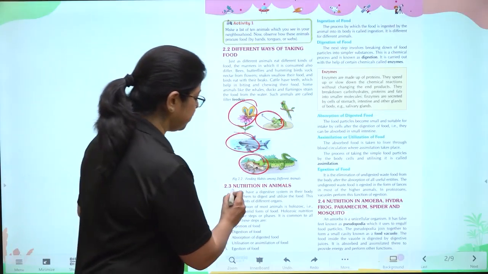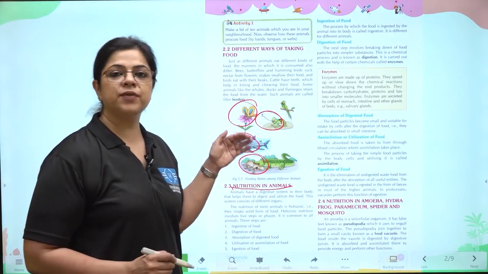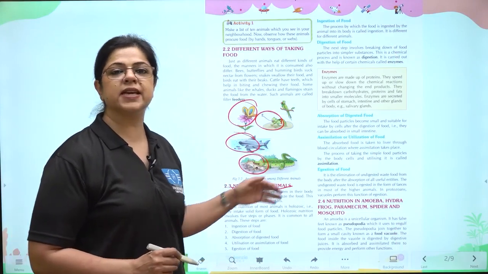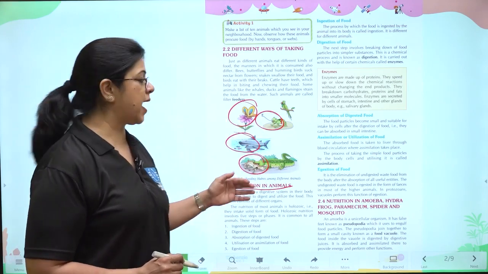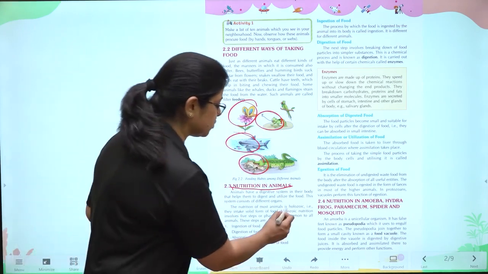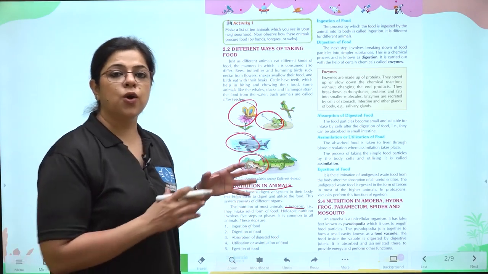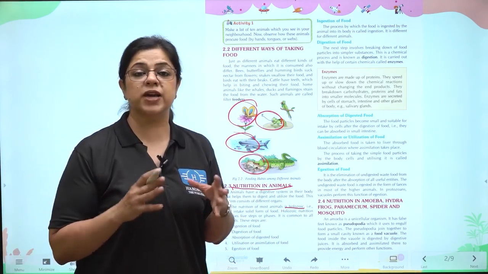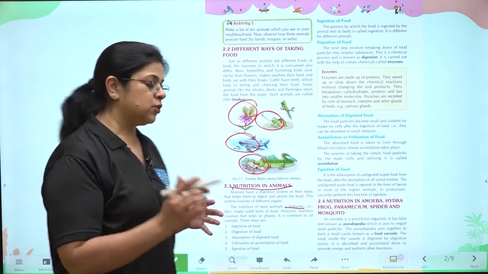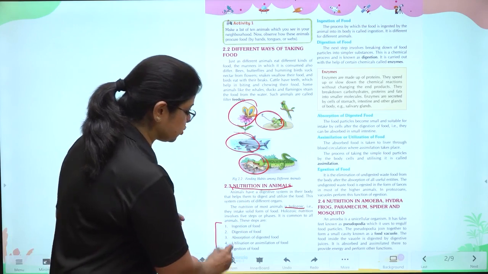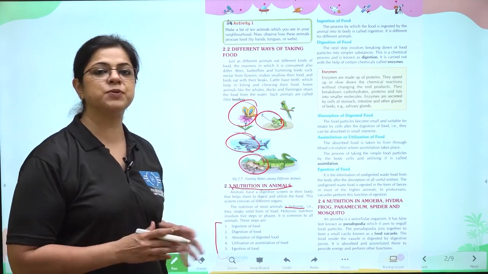Next, we learn about nutrition in animals. In all these cases, we have understood that mostly it is taking in solid food, and the form of nutrition in which the animal takes in solid food is known as holozoic mode of nutrition. Holozoic mode of nutrition requires a number of steps through which the utilization of that food takes place. Let us now understand these steps one by one.